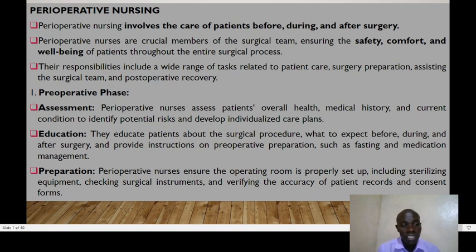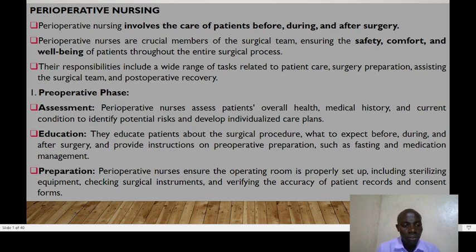The first phase is the preoperative phase, which includes three major roles: assessment, education, and preparation. In assessment, perioperative nurses will assess patients' overall health, medical history, and medical conditions to identify potential risks and develop individualized care plans. In education, you'll educate patients about the surgical procedure, what to expect before, during, and after the surgery, and provide instructions on preoperative preparation such as fasting and medication management.